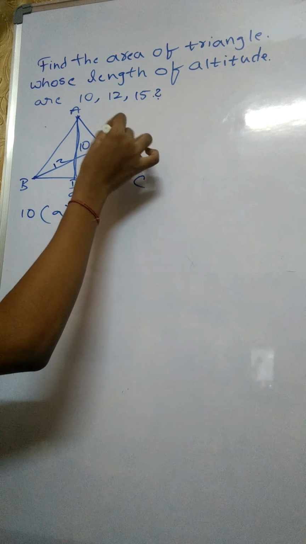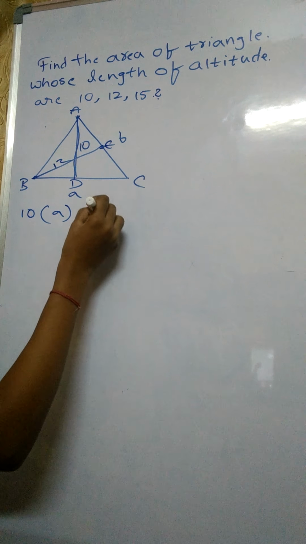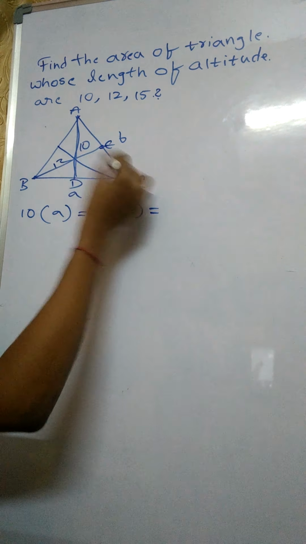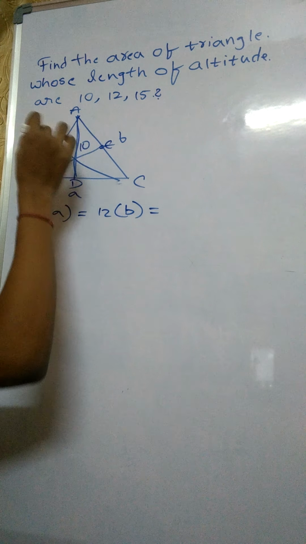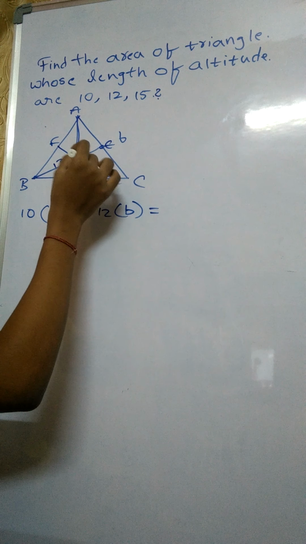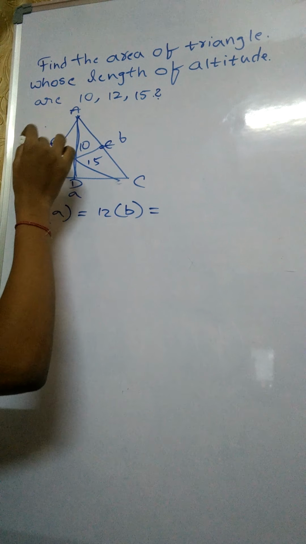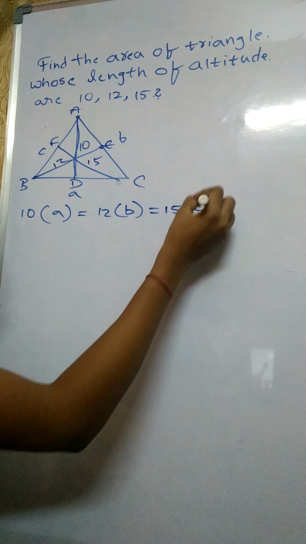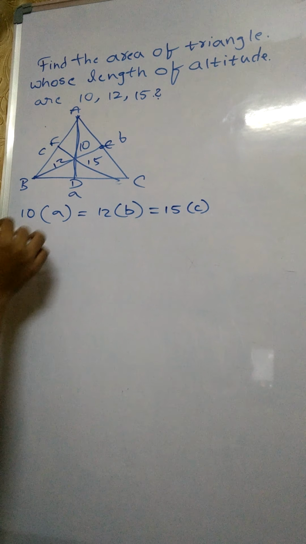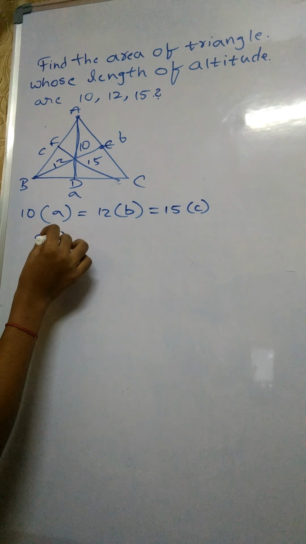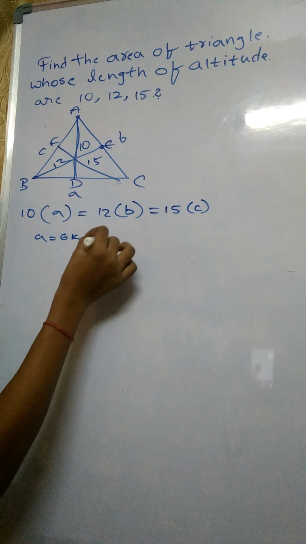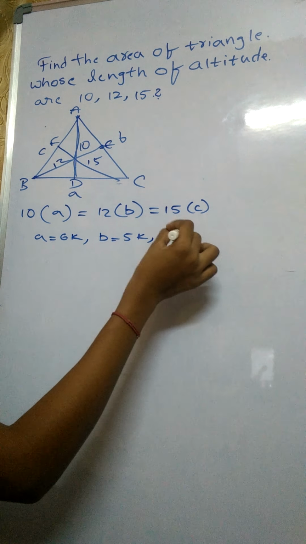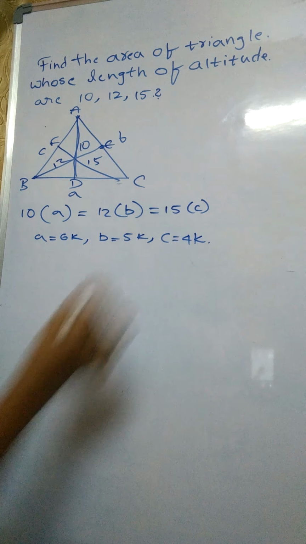Then 12 into b is equal to the length of CF, which is 15, into the length of AB, which is c. From this, a is equal to 6K, b is equal to 5K, c is equal to 4K.